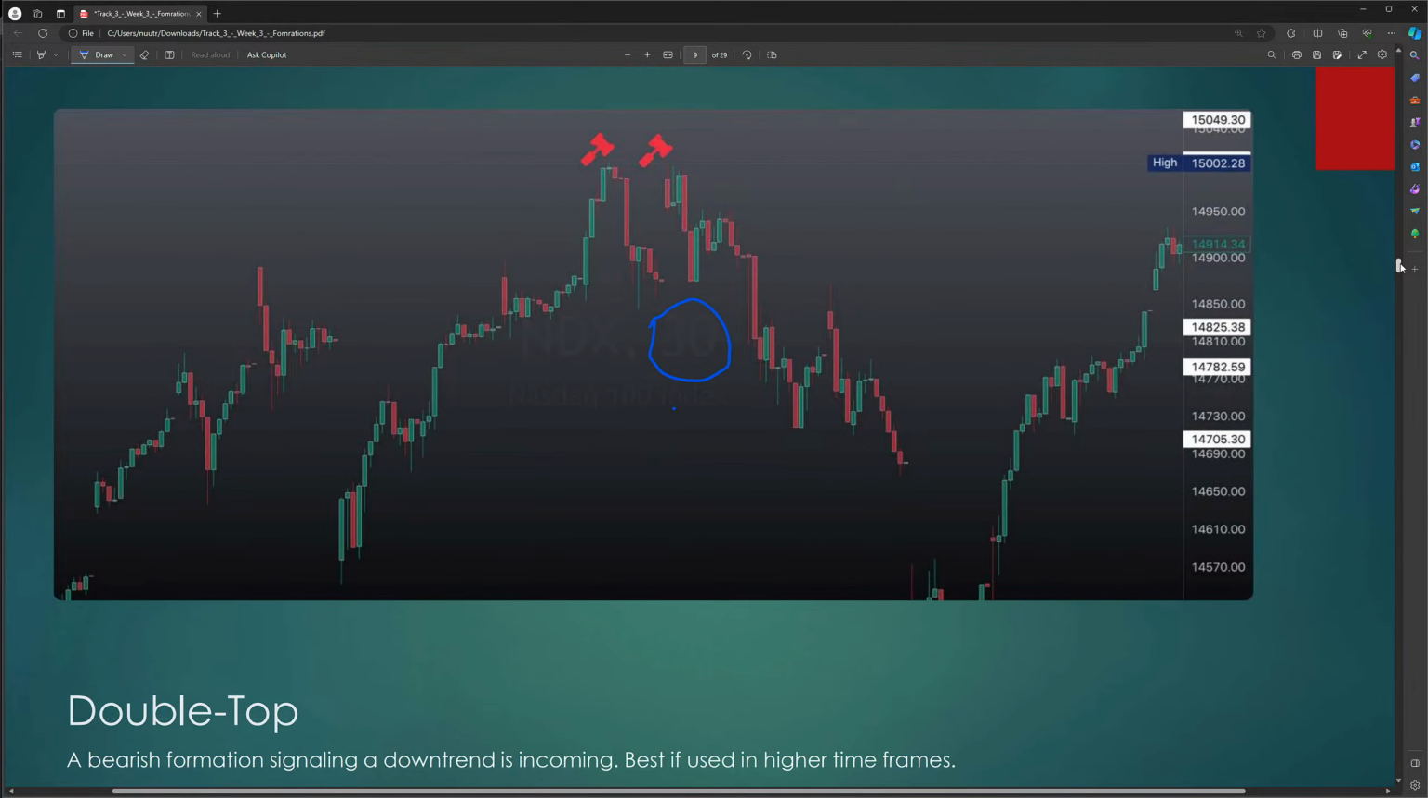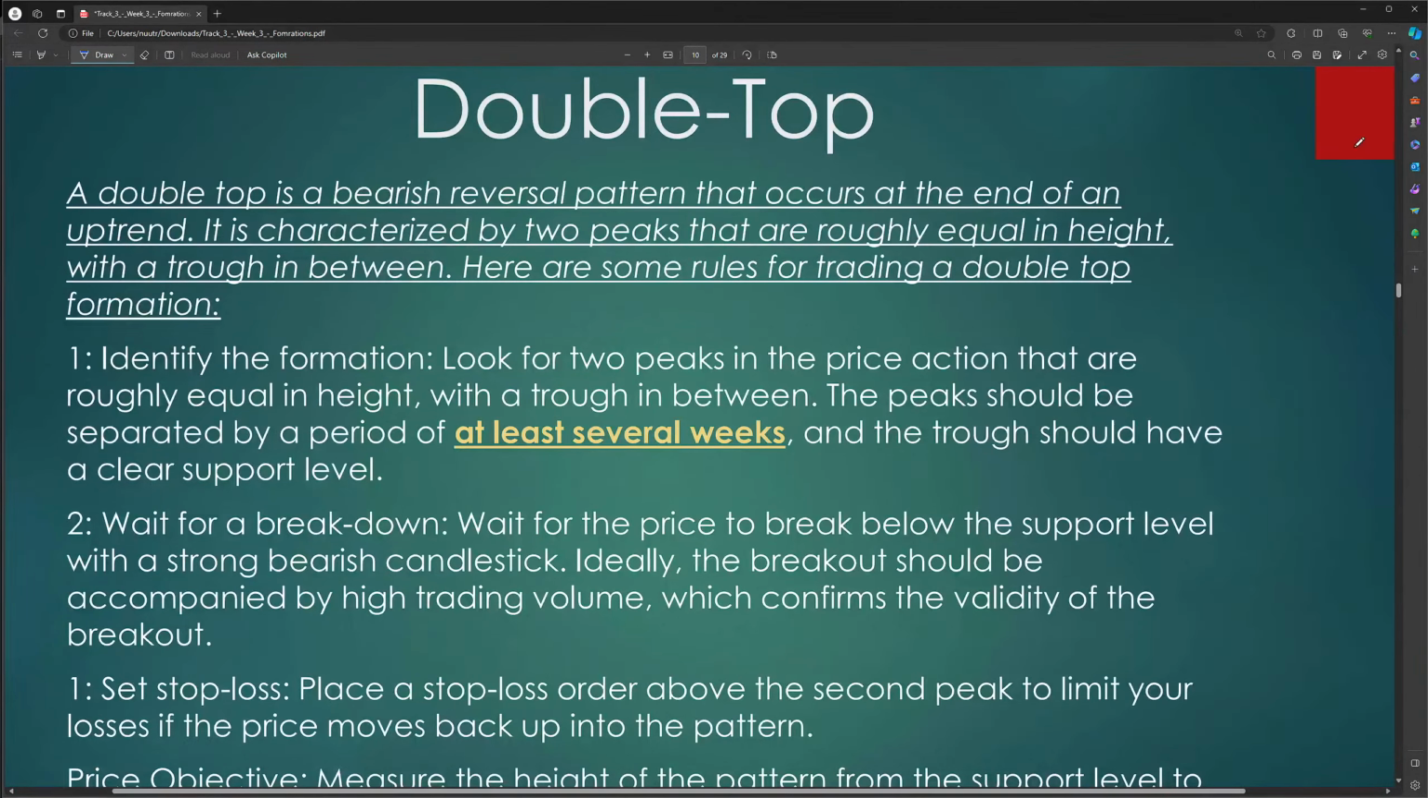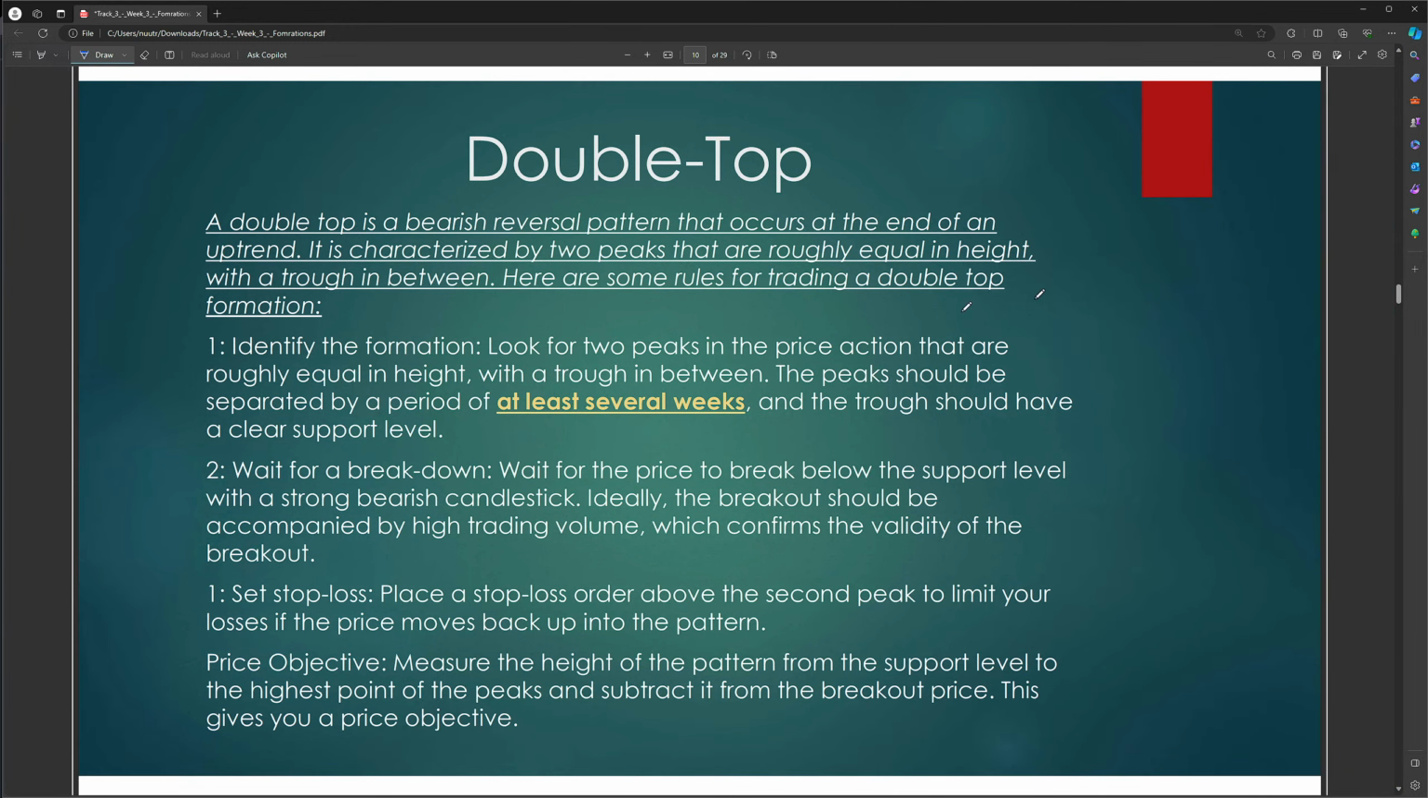So now the double top formation is a bearish formation signaling a downtrend is incoming. It's best if used in the high time frames, okay? But please remember, the majority of these formations can be used in the shorter time frames as well. But like always, they will have a better hit rate in the 8-hour or above, specifically daily or weekly time frame. These are your properties here, so consider taking that screenshot too.